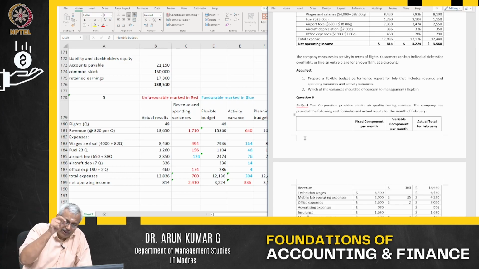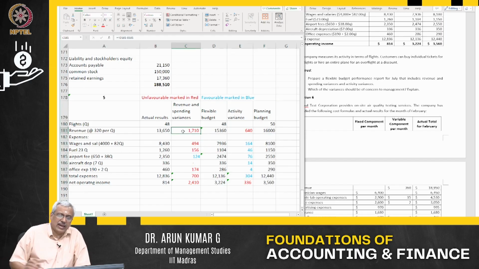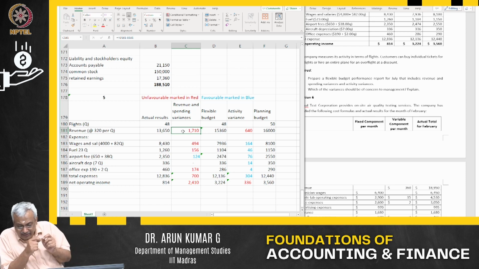So that is basically because of the decreased level of activity. Whereas this 1710 variance, the revenue and spending variance, is because of your inefficiency in collecting revenue. Please note, the second one, 336, was because of the reduction in activity. This is relatively because of the company's net operating. That is, they are not able to.